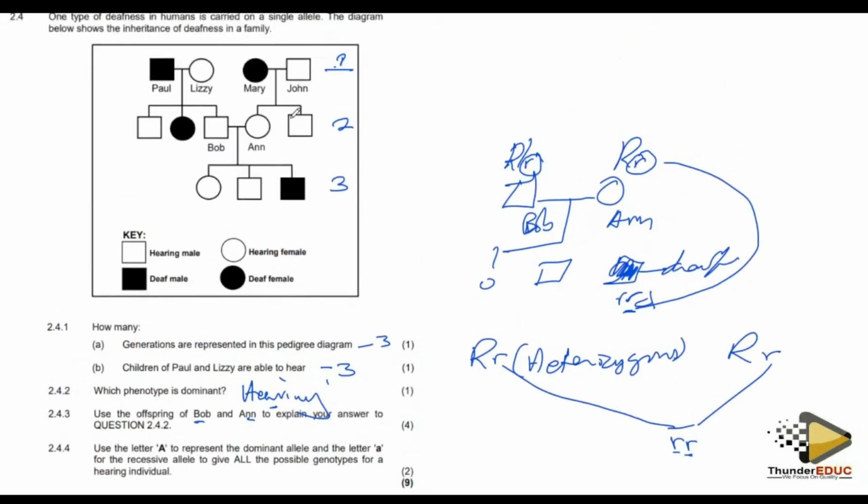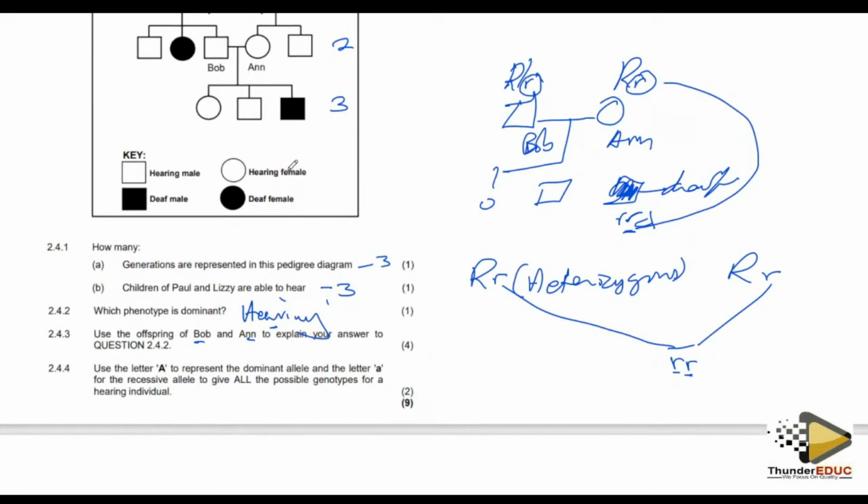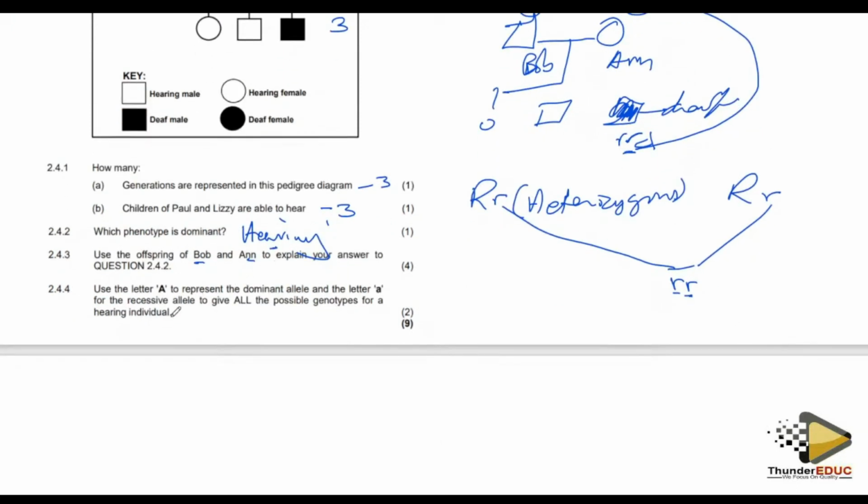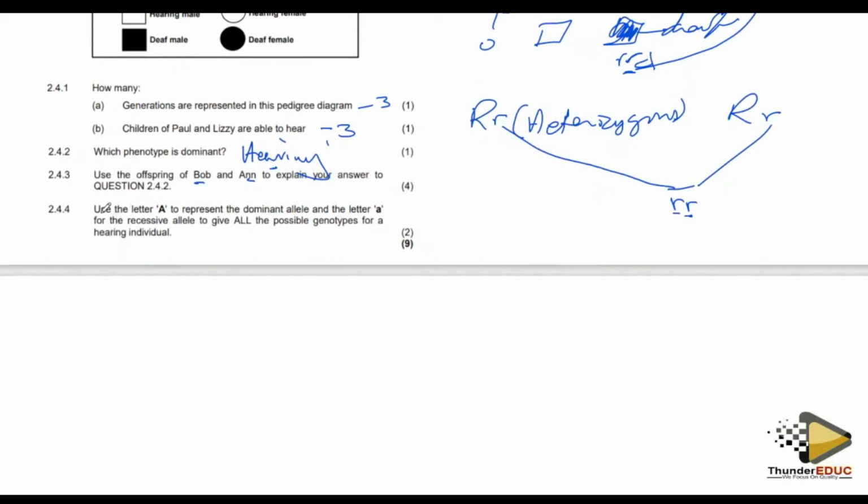How do you identify? Please look at the babies. If you see the babies, you'll see that if one person is sick or is affected by the condition, it means that the parents are heterozygous. You understand? If the two parents are normal, it means that the two parents are heterozygous. But if all of them are normal, then it automatically shows that the parents are homozygous dominant.